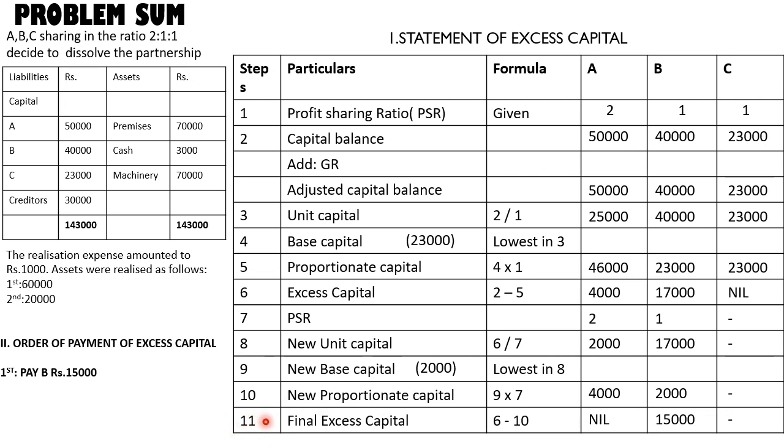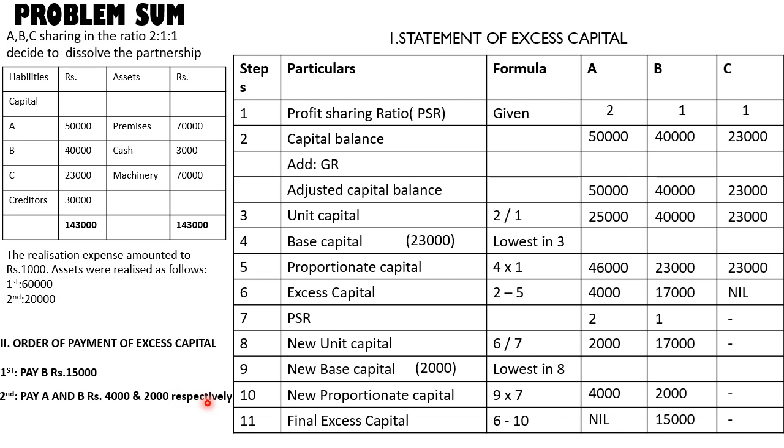Then jump on to step number 10. Under step number 10, we have been given that Mr. A and Mr. B both have to be paid 4,000 and 2,000 respectively. So we'll note down under order of payment of excess capital: second, pay A and B rupees 4,000 and 2,000 respectively.